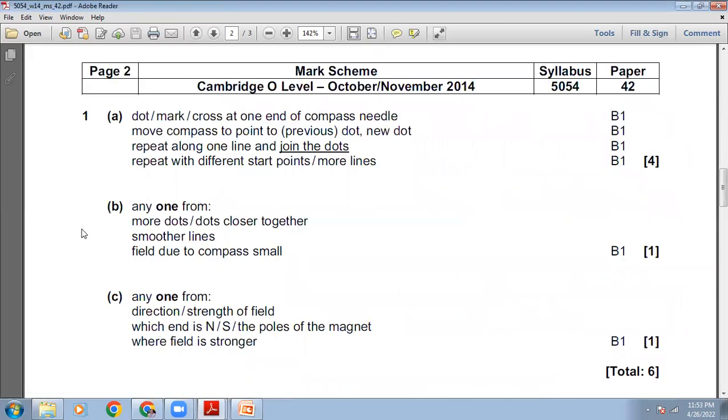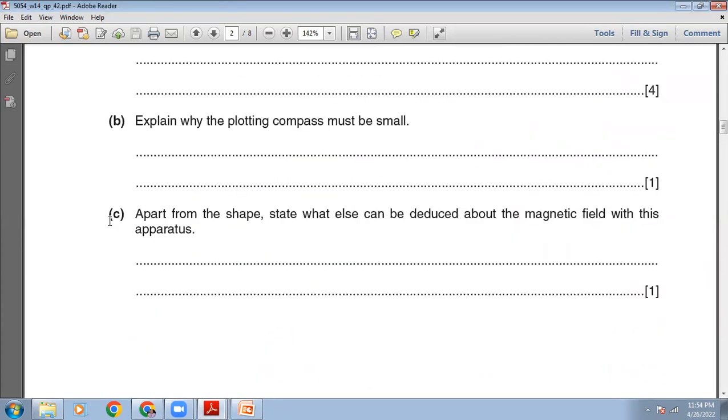Dots mark a cross at one end of the compass needle. Move the compass to the point of the previous dot. New dot, repeat along one line and join the dots. Repeat with different start points and more lines. I hope you understand. Okay, so we are moving to the next question.